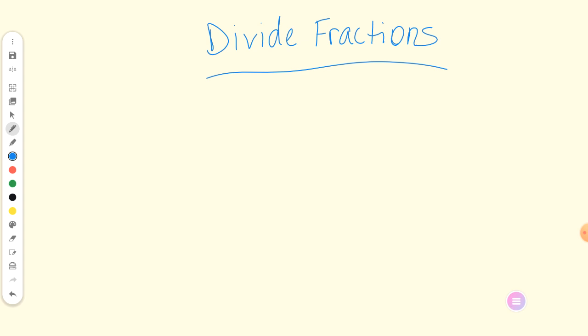Who can tell me the rule for dividing fractions? Not the trick, the rule. It's 4 words. Dylan? You flip. Nope, you're giving me the trick. I don't want the trick, I want the rule. 4 words. Emma? You multiply by the reciprocal.